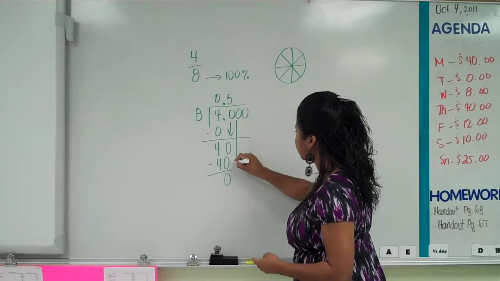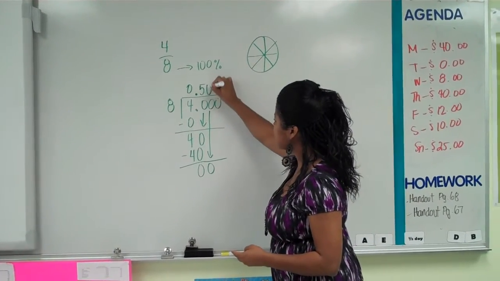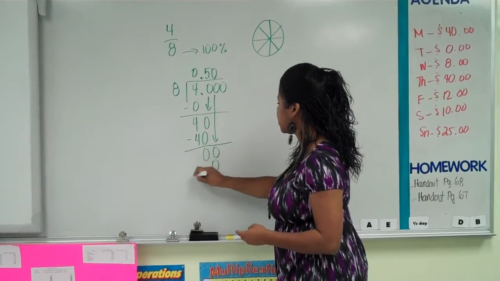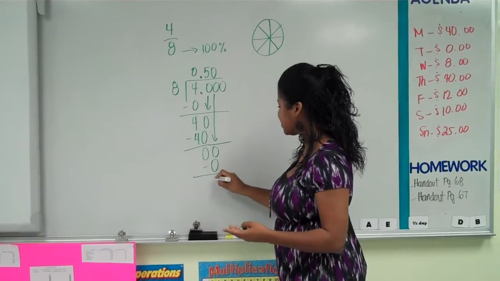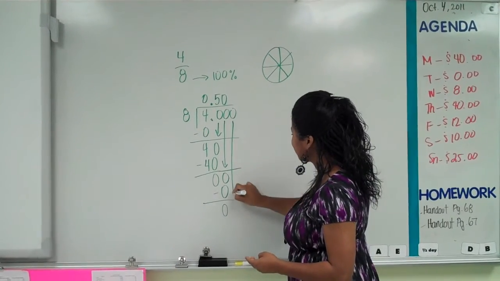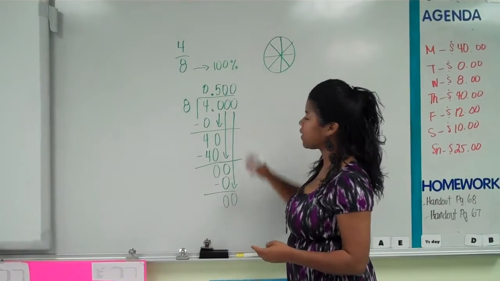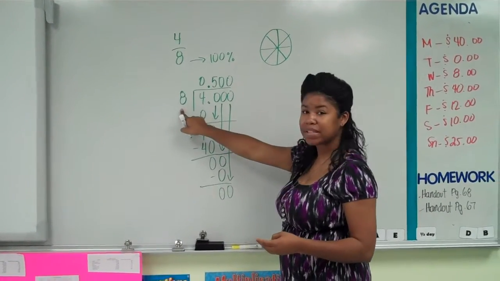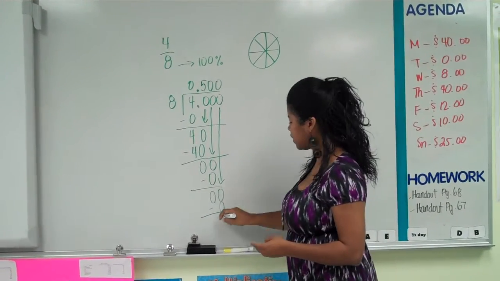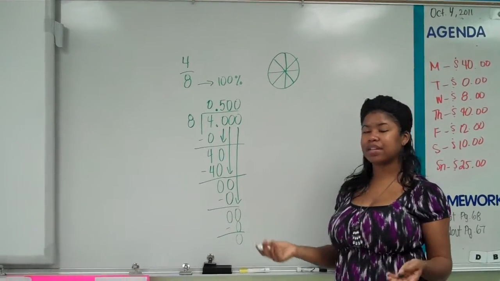Let's bring down our next 0. 8 goes into 0 0 times. 0 times 8 is 0. 0 take away 0 is 0. I bet you know the next step. Bring down your next 0. 8 goes into 0 0 times. 0 times 8 is 0. 0 take away 0 is 0. Now that we're out of numbers to bring down, we are done dividing.